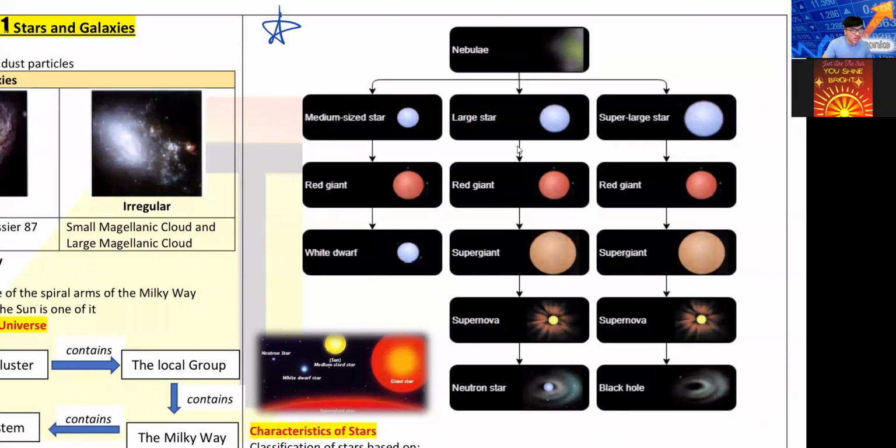So we have 3 sizes of star. We have our medium size, bintang sederhana, and then you have bintang besar, large star, and then you have bintang super besar. So of course, this is the birth of a star, kelahiran bintang.